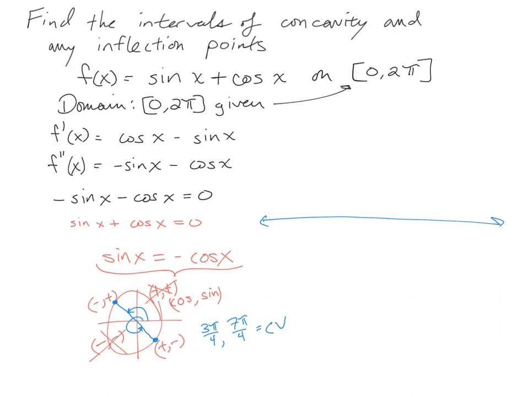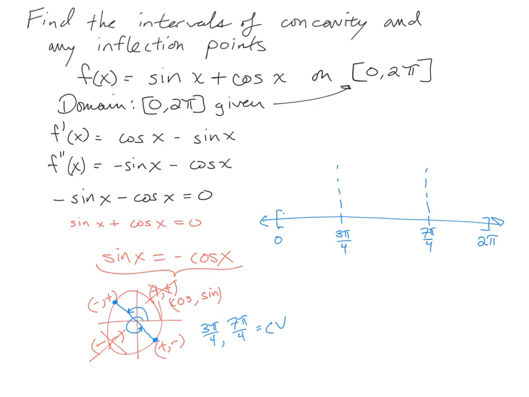We don't want to go outside of the domain 0 to 2 pi. I'm going to mark 3 pi over 4 as a critical value and 7 pi over 4 as a critical value. And you can see we have some intervals now to work with.